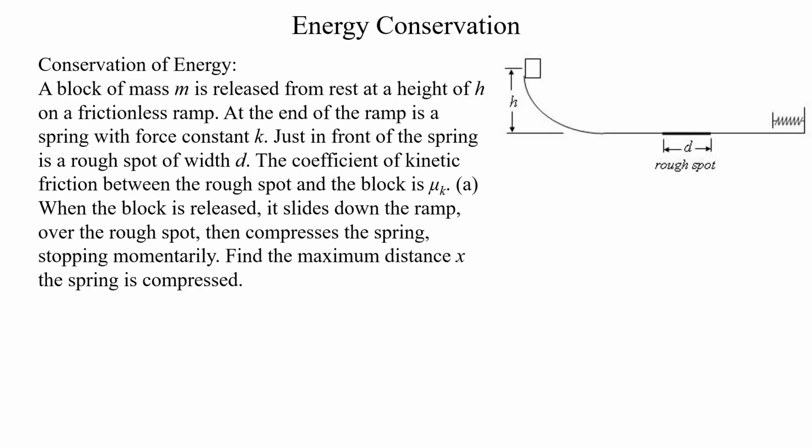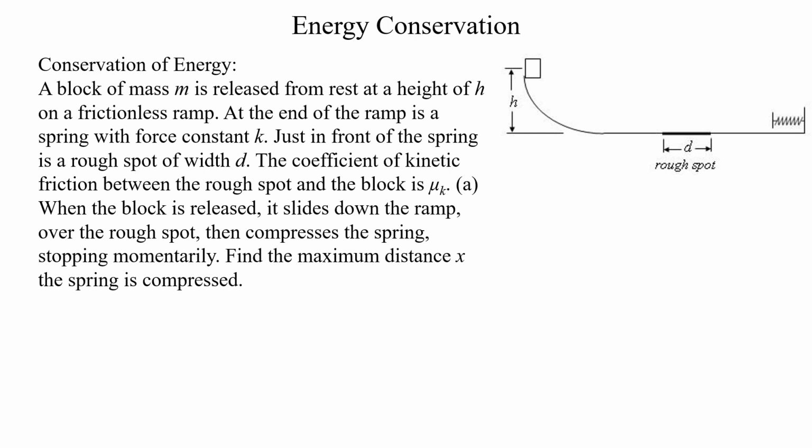All right, here's another example. We have a block of mass little m released from rest at a height h on a frictionless ramp. At the end of the ramp is a spring with a force constant k. And just in front of the spring is a rough spot of width d. So this could be a toy and we spilled our apple juice on the track, so it got a little sticky in that spot. The coefficient of kinetic friction between the rough spot and the block is given as mu sub k.